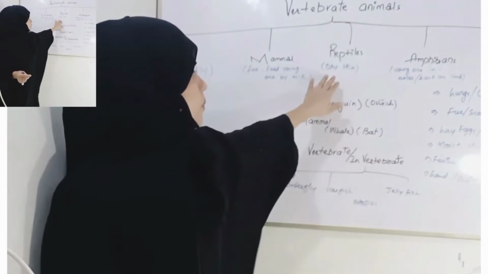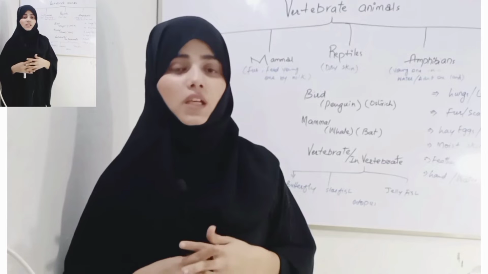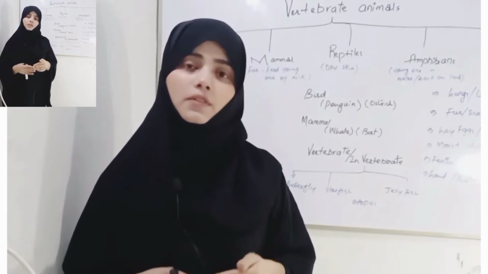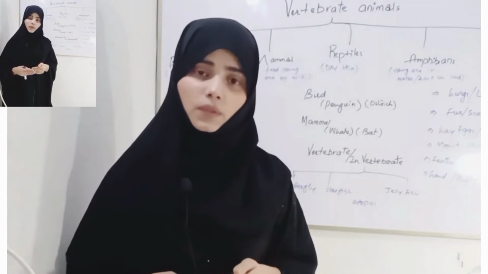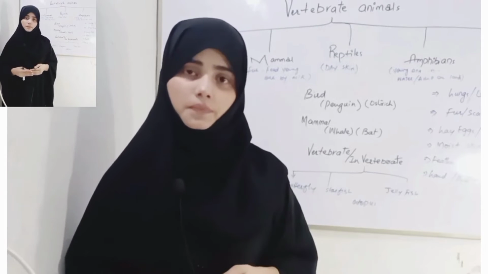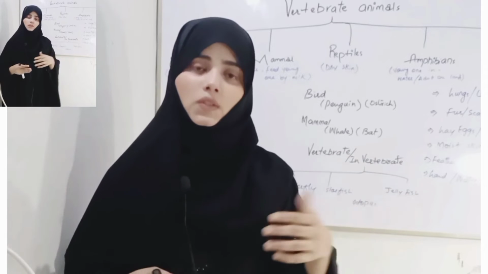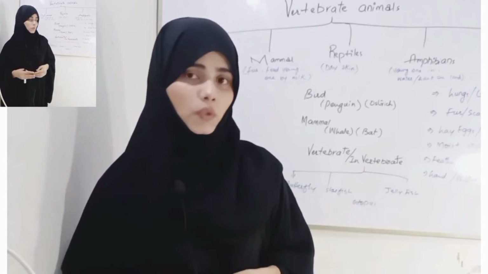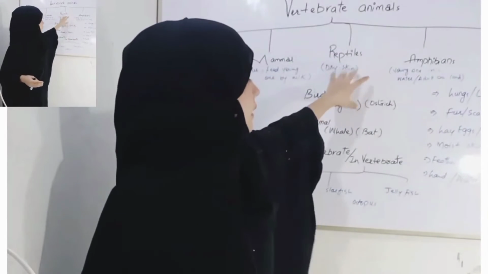Now let's talk about reptiles. Reptiles means crocodile, snake. These animals have dry skin. Number 2 character is they have lungs. Number 3 character is they lay eggs. So these are the characteristics of reptiles.